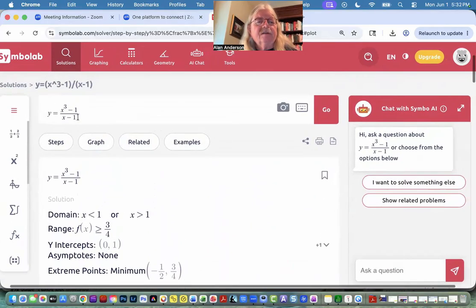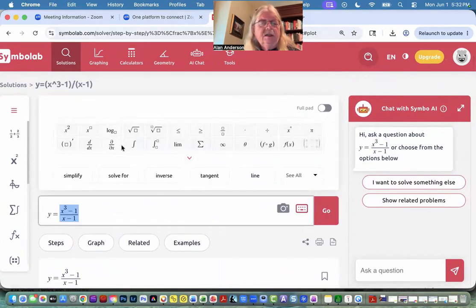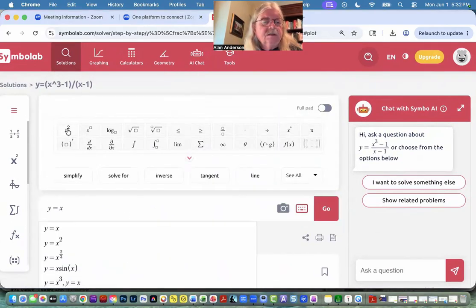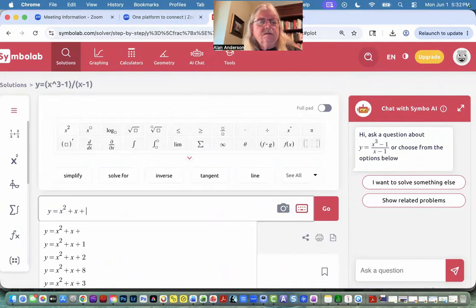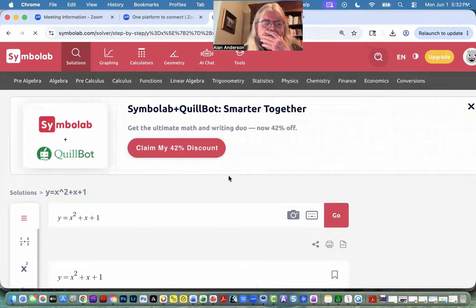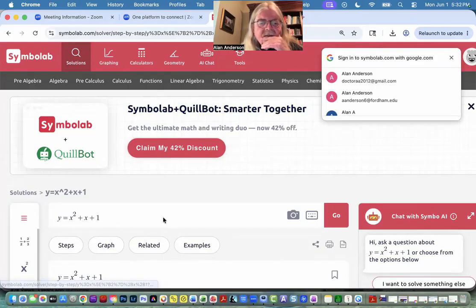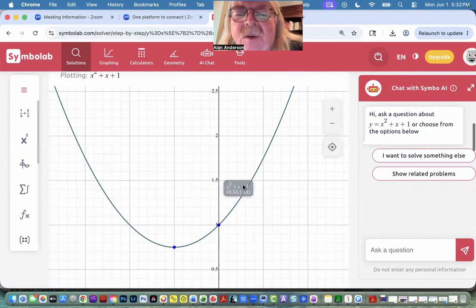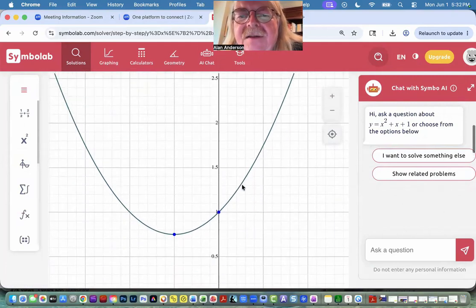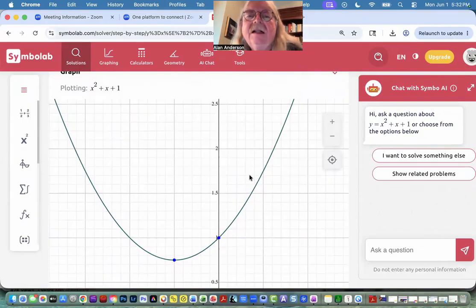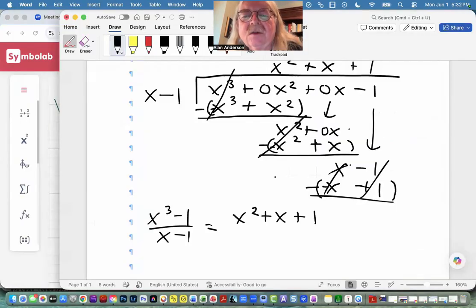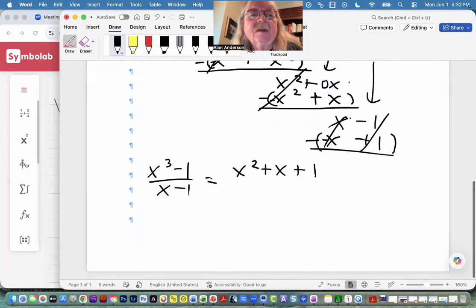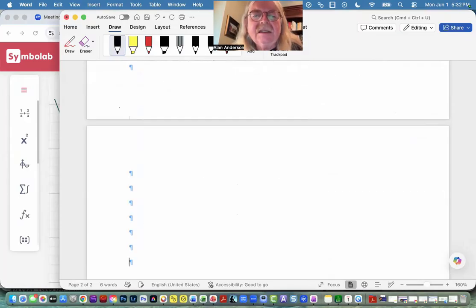This time we have x squared plus x plus 1. And aha, now you can see, well, it's hard to be sure, but the bottom line is the hole is gone. Okay, I mean that's what this is all about. So that's why we're doing this, because we want to see.